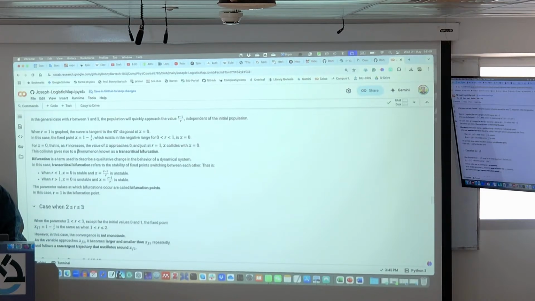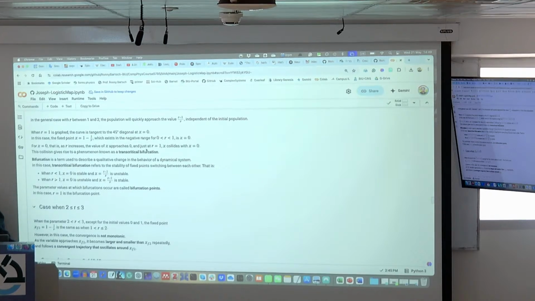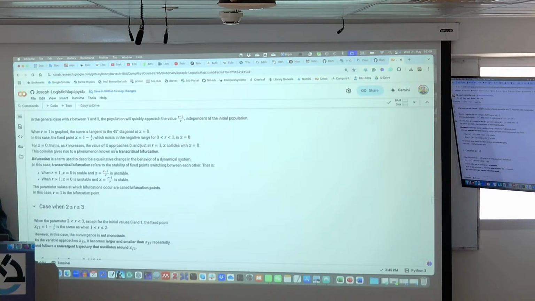And when r is equal to 1, the curve is tangent to the diagonal at x equals 0. In this case, for r bigger than 0 and smaller than 1, the fixed point is x equals 0. So for x equals 0, all values approach 0.